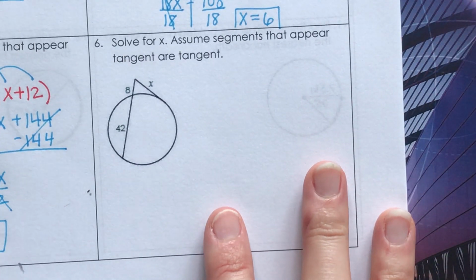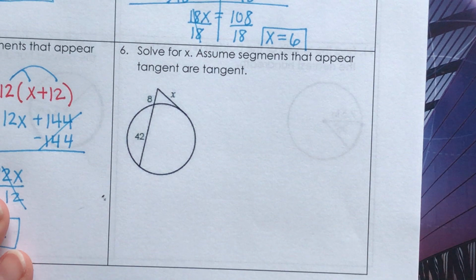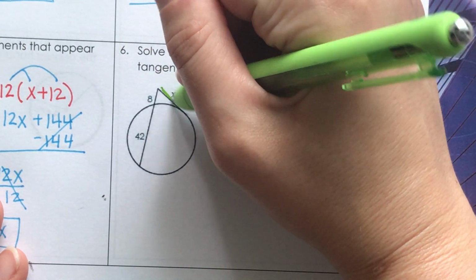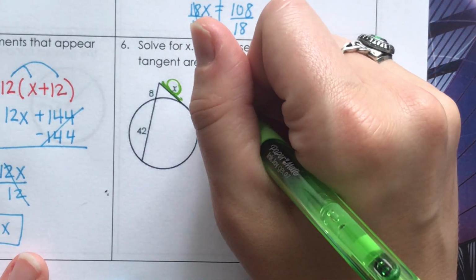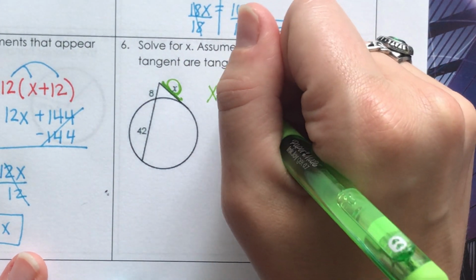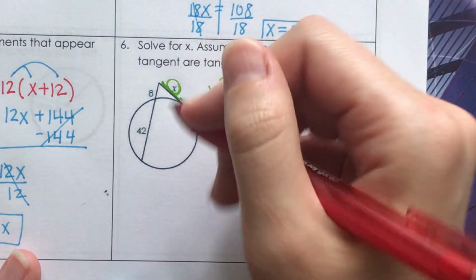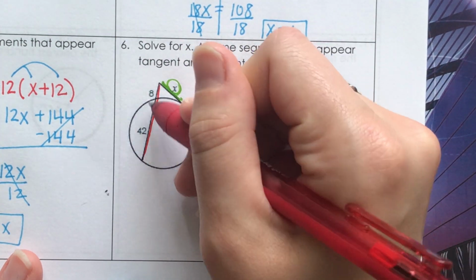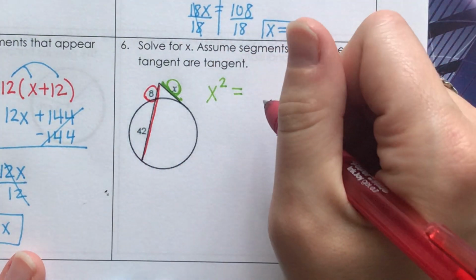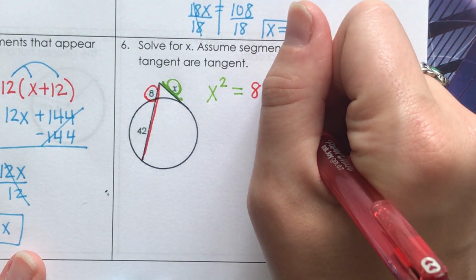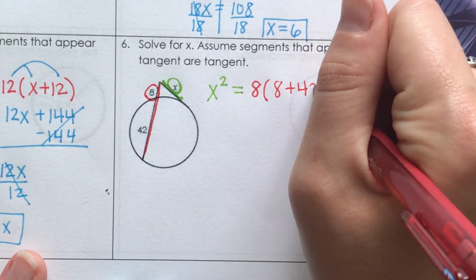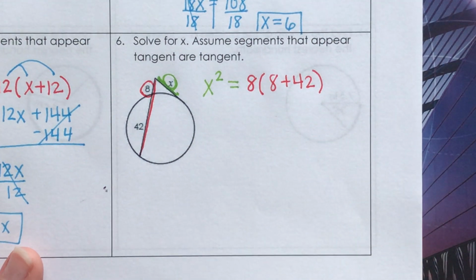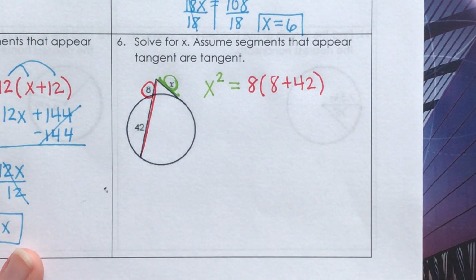Number 6 looks like it's the exact same setup, so I take the one that is outside by itself, which is the x, and I square it. Then I set it equal to the other segment, outside times the whole. So the number on the outside is 8, times the whole thing, which is 8 plus 42, right? The whole segment, I add them together. Now it's just some algebra.